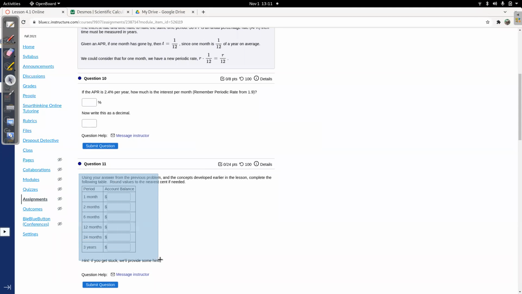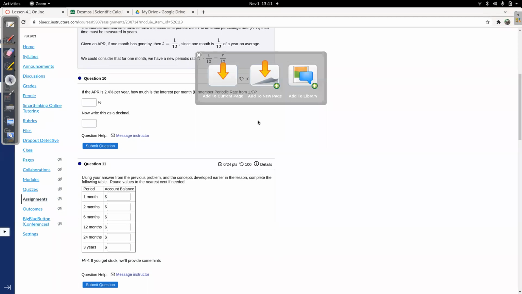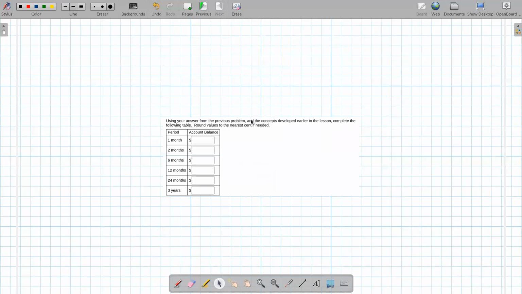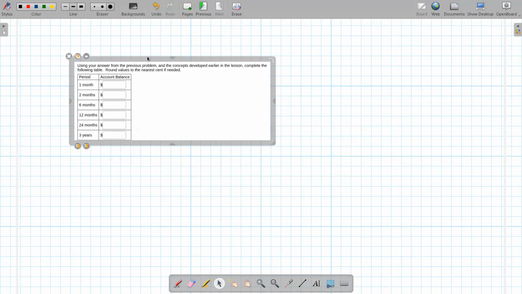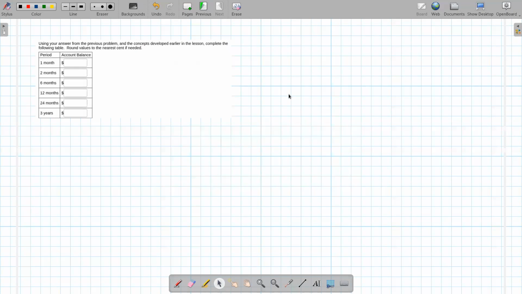All right, so we want to use our work from the previous part of the lesson to complete this table here. And add that to a new page, please. Now, I've already summarized the formula for you, so I kind of cheated and snuck to the end, but I wanted to do that because I thought it just made sense to do it there. So this is for monthly compounding.